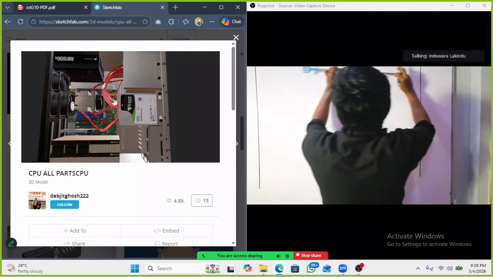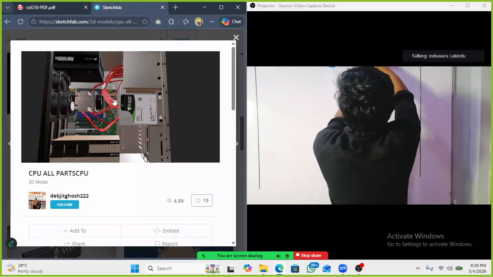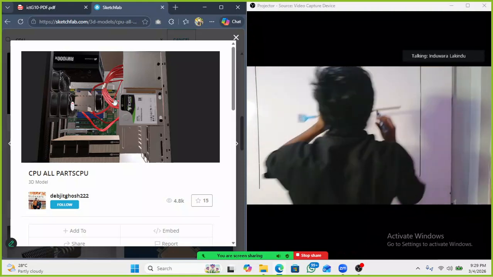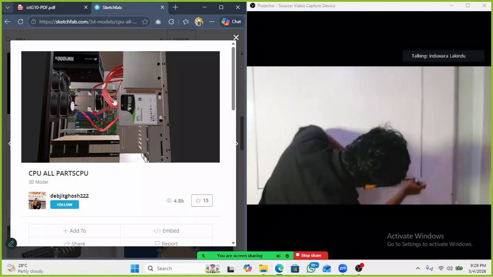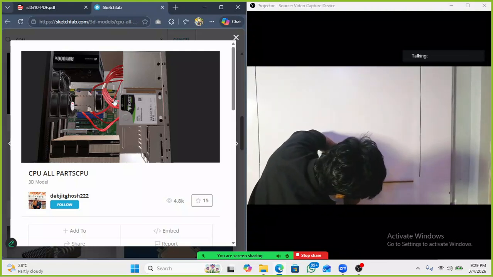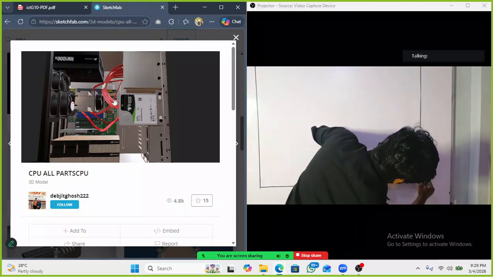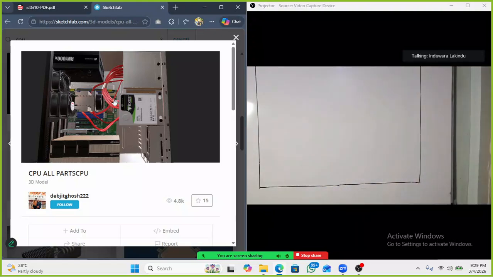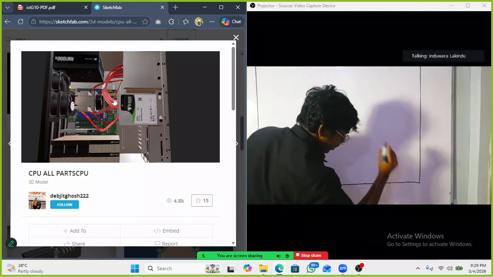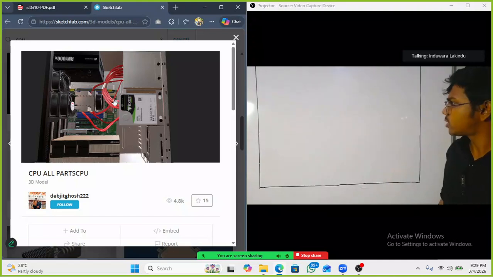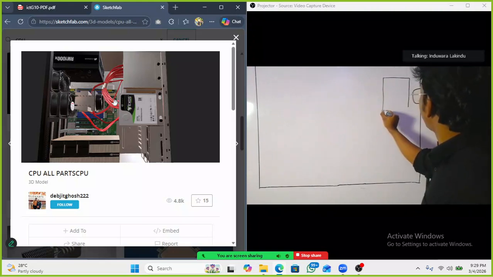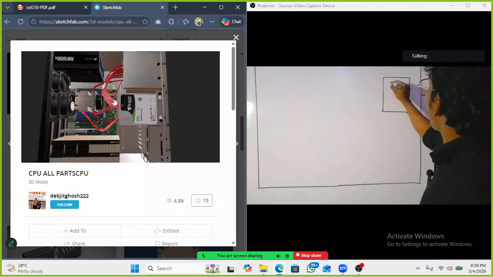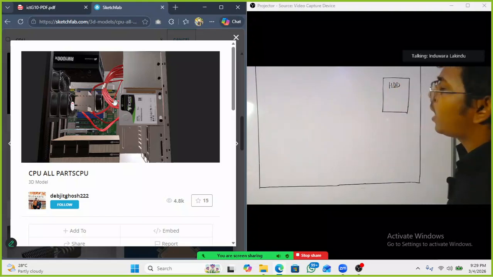Draw a box in your book. Draw a big box. We are drawing the inside of a system unit. You can see that here as well. Now, here we can see a big box, and I am going to draw that here. This is my hard disk drive.